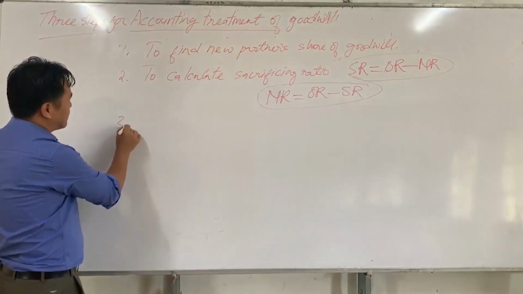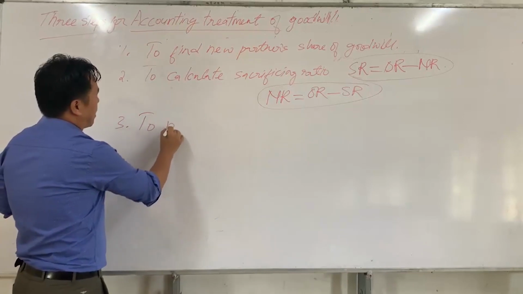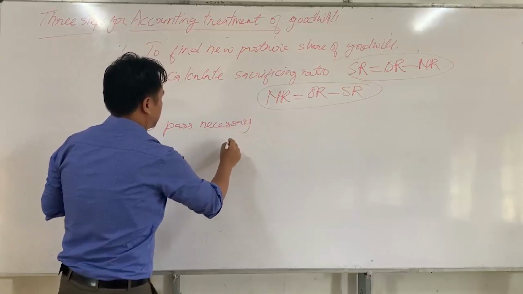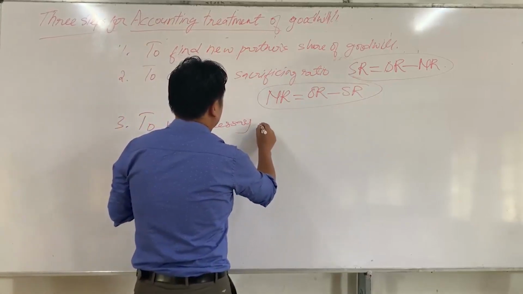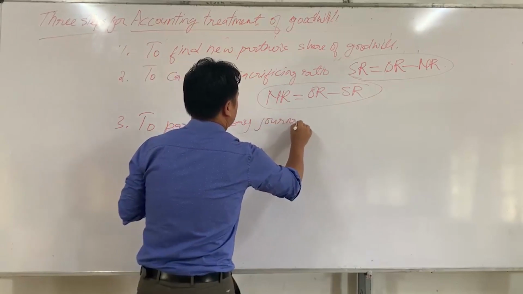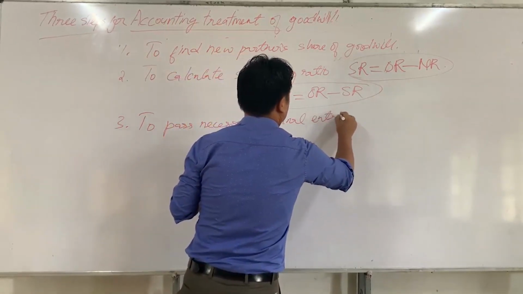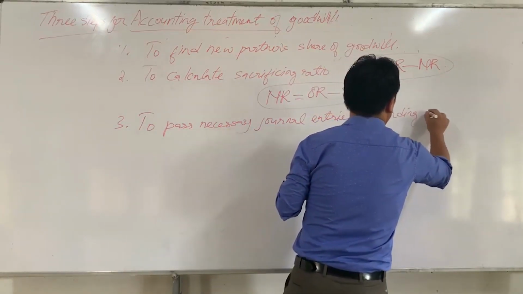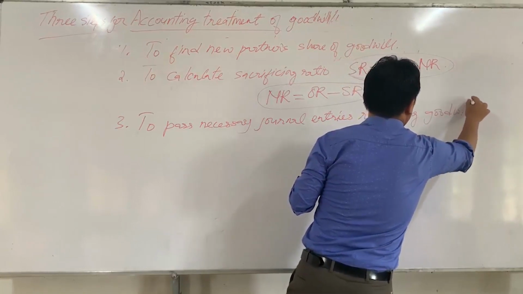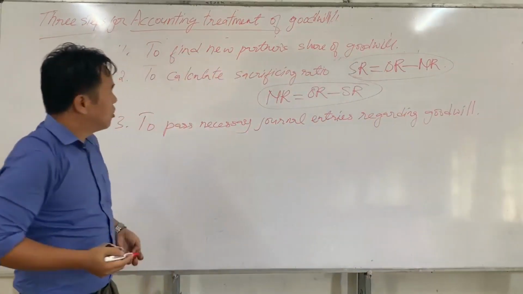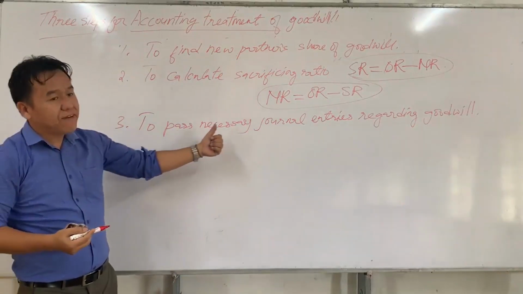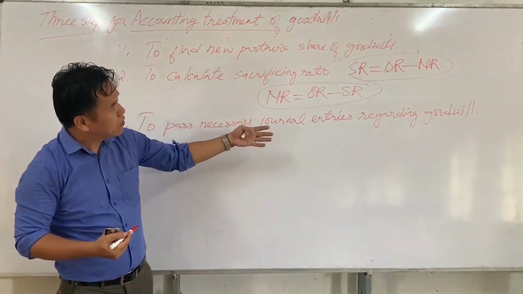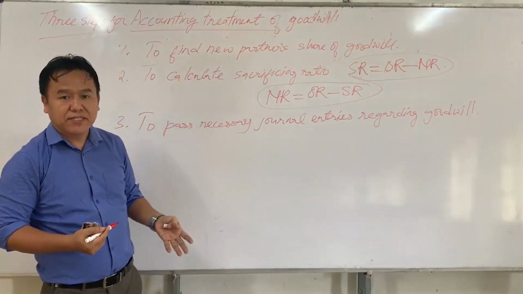Okay. Now the third step is to pass necessary journal entries regarding goodwill. Normally, we have to pass the journal entry first regarding goodwill. In order to pass the journal entry regarding goodwill, we have to follow these steps. Is that clear for you?